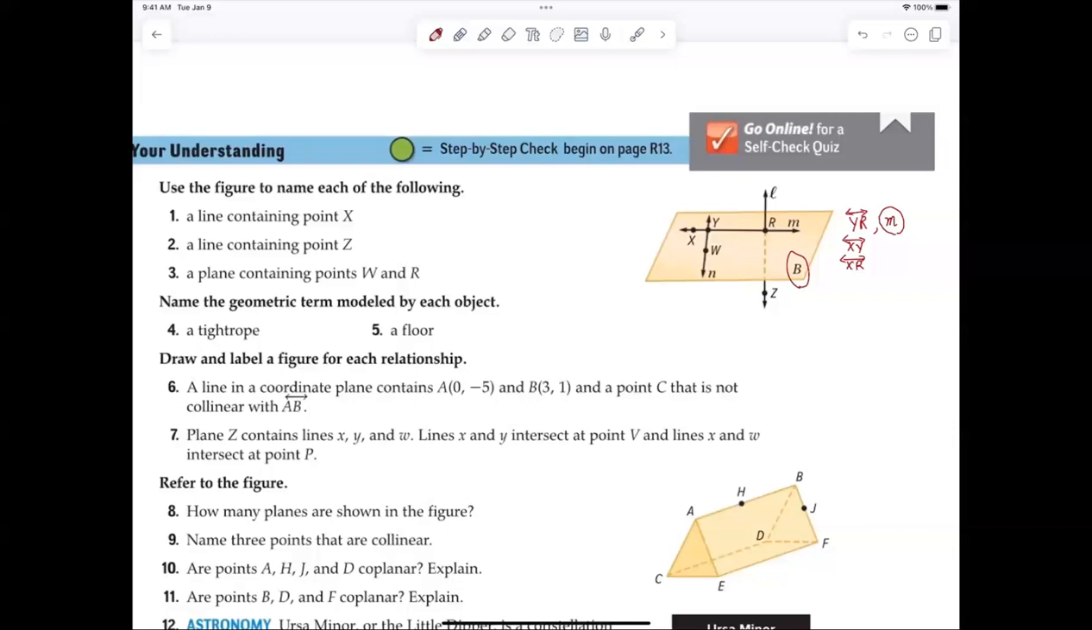Y, R, and W are 3 non-collinear points. Do those 3 points fit in that plane? Is there another plane that they can go through? No, there's only one plane that fits those 3 points.